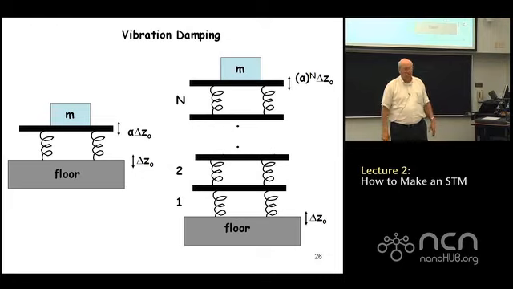So how do you actually make these microscopes work? The answer is you have to build in a very high level of vibration damping between the floor of your building and the actual microscope.